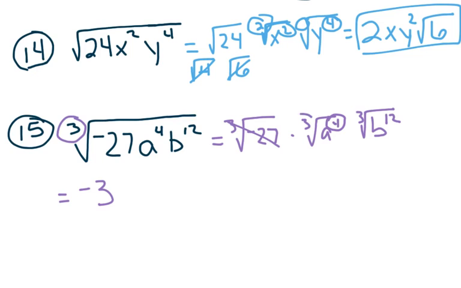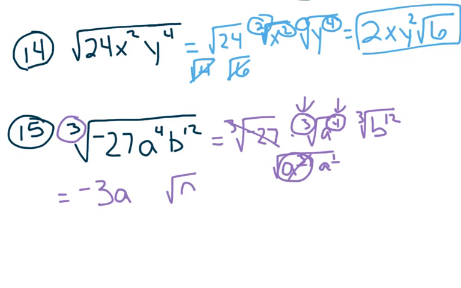Is 4 evenly divisible by 3? No, it's not, so we got to break it down. We have a to the 3rd, and I'm using a 3rd because that's my index. And we need 1 more. 3 plus 1 is 4. So the cubed root of a cubed gives me a single a outside, but I still have an a underneath. And then is 12 divisible by 3 evenly? Yes, it is. Leaves me b to the 4th.